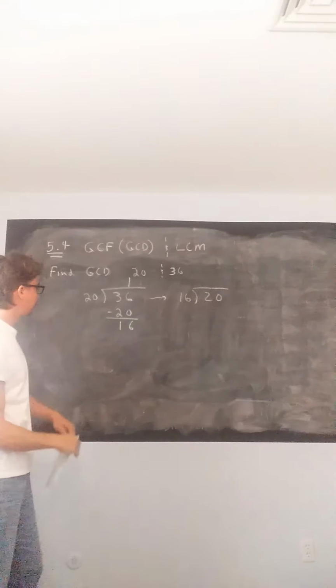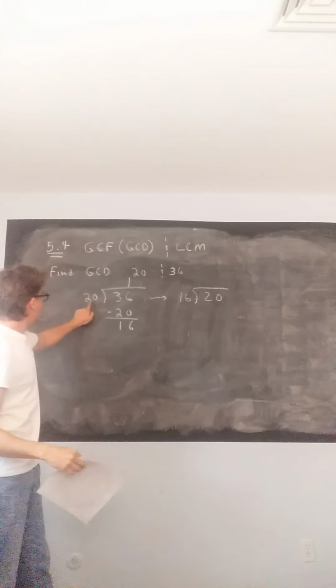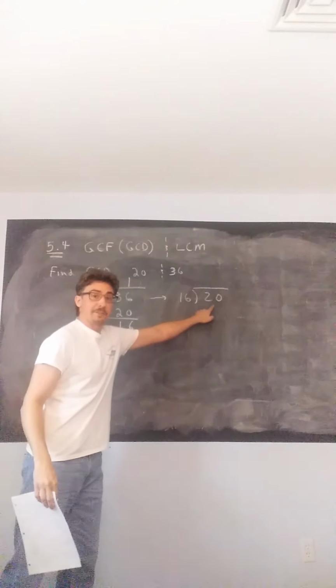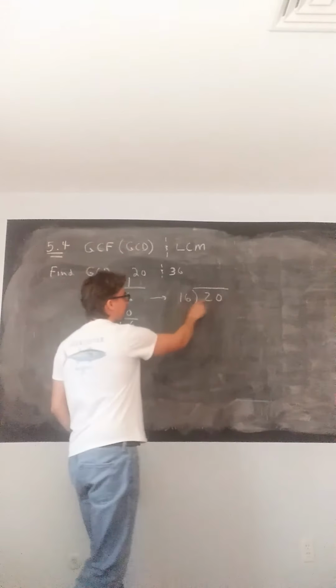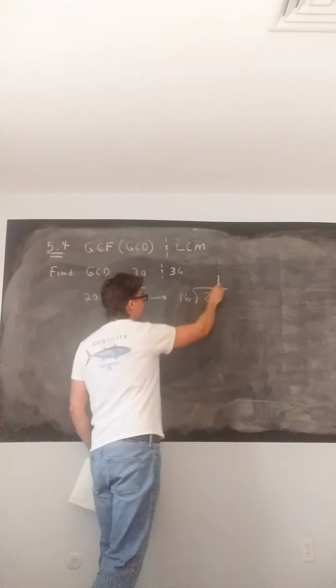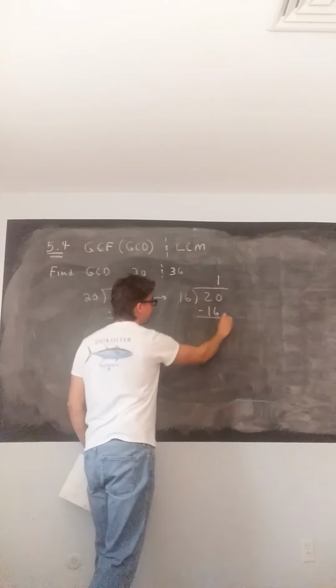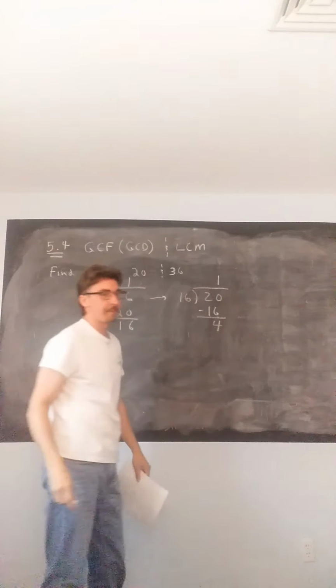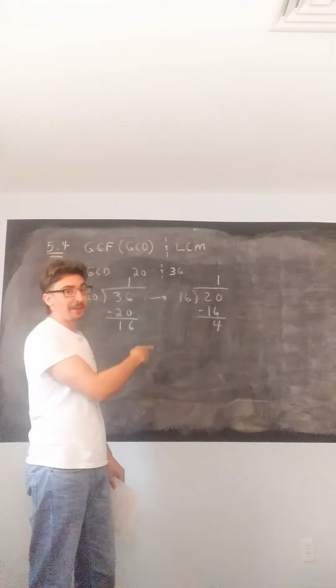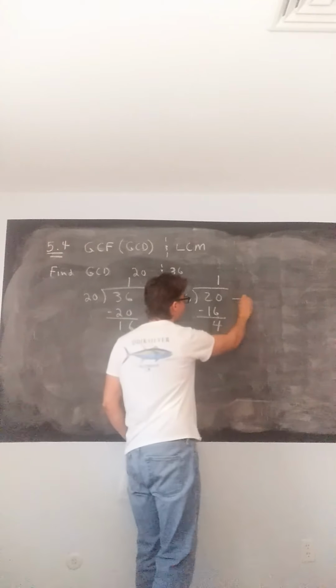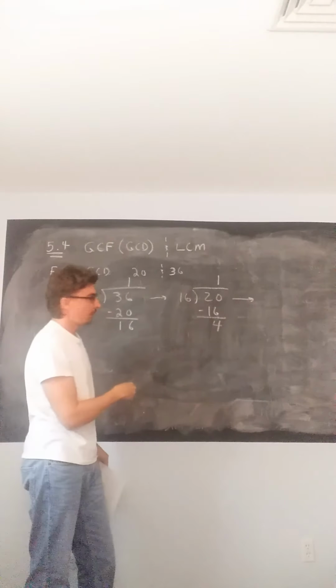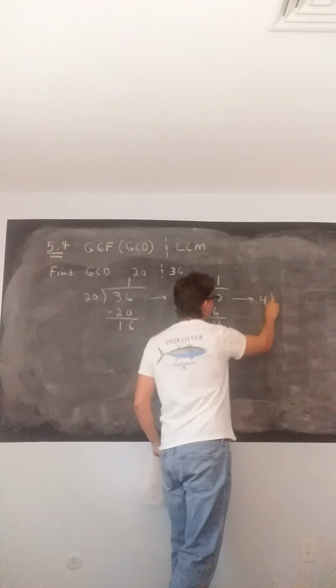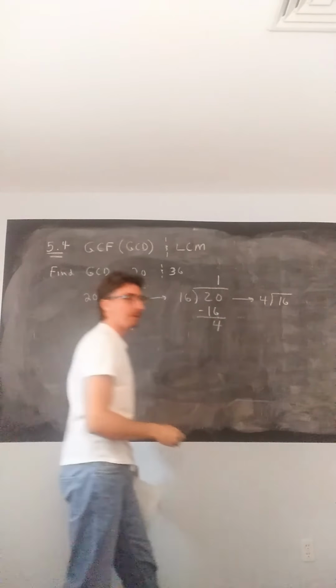Just like that. So the remainder goes on the outside. This number that was here is now on the inside. 16 goes into 20 how many times? Well, 1. 1 times 16 is 16. You subtract, you get 4. Still not a zero remainder, so we have to go again. So now 4 is going to go on the outside, and 16 is going to go on the inside.